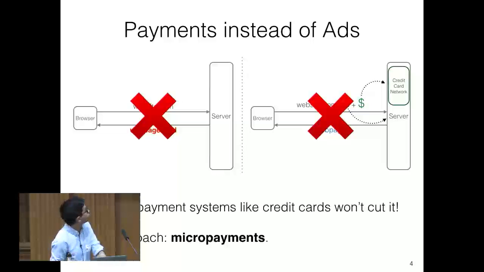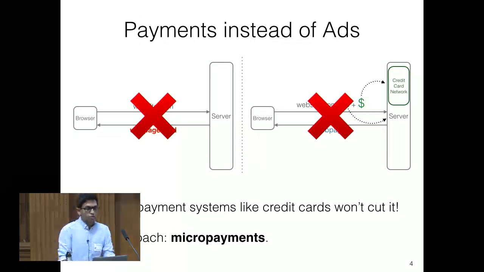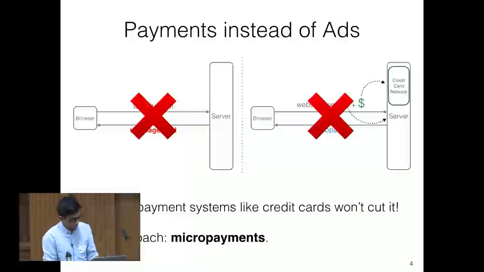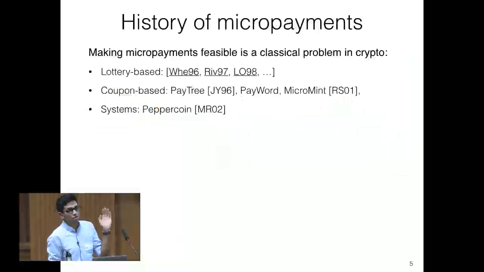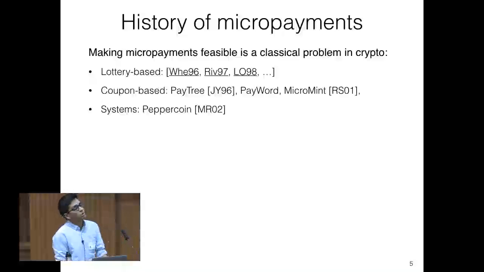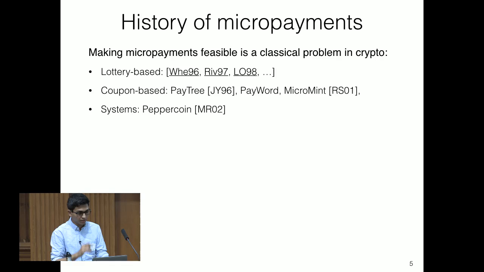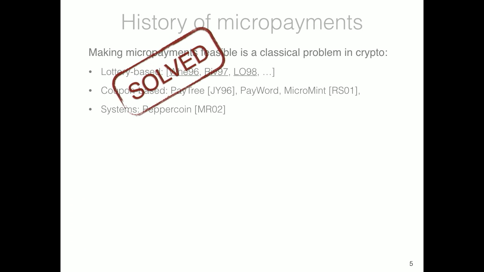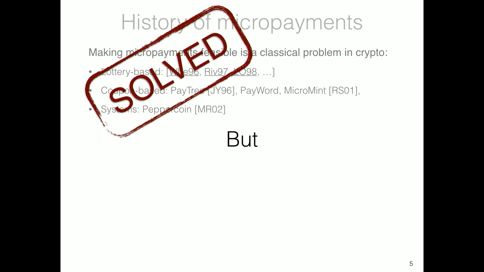So we can't use common payment systems. One approach to solve this problem is via micropayments, and micropayments have a rich history in crypto. For the past 20 years, there's been a lot of work on constructing different kinds of micropayments, and even some deployed systems from esteemed cryptographers like Silvio Micali and Ron Rivest. So you could say this problem is solved in some sense, but not quite. Despite all this effort, micropayments haven't seen any widespread adoption.